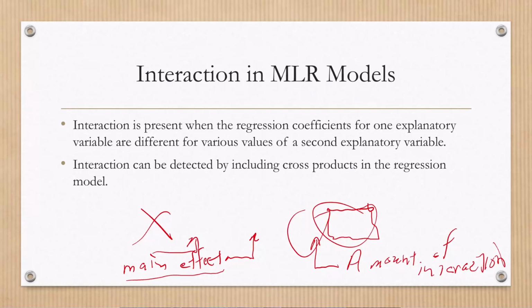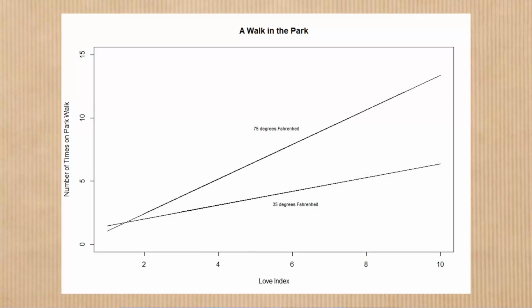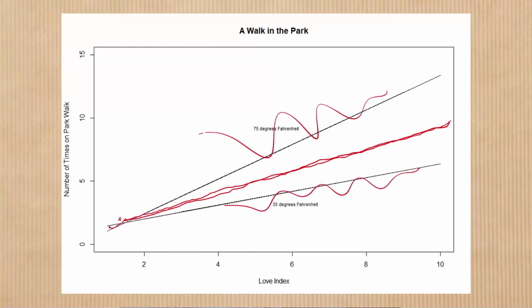Well, think back to the picture we were just looking at. You would have to say it depends when we talk about effects. And what would a main effect be here? A main effect would be an effect without regard to the temperature. That is, looking at the relation of love to number of times walking in the park, and it might look something like my red line here, and we wouldn't even know about these lines. That would be the main effect.